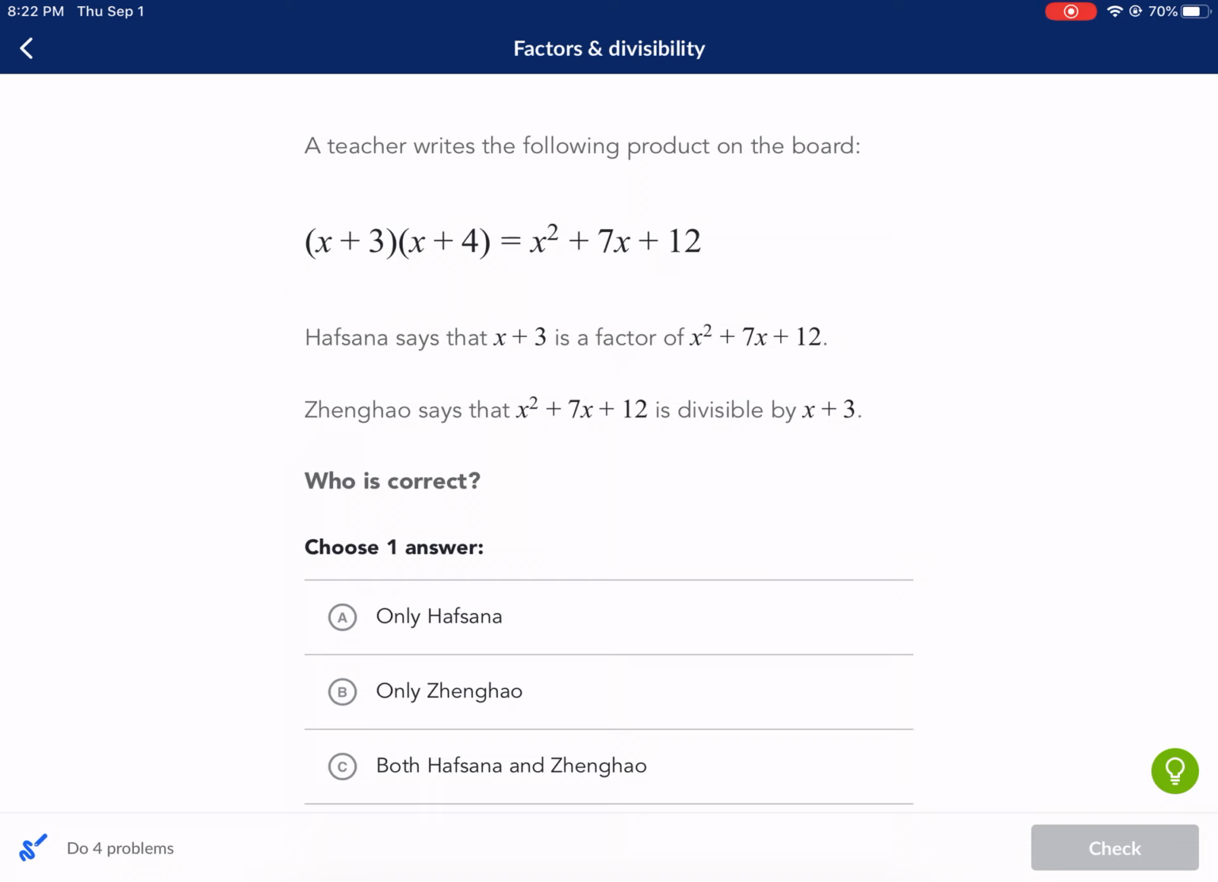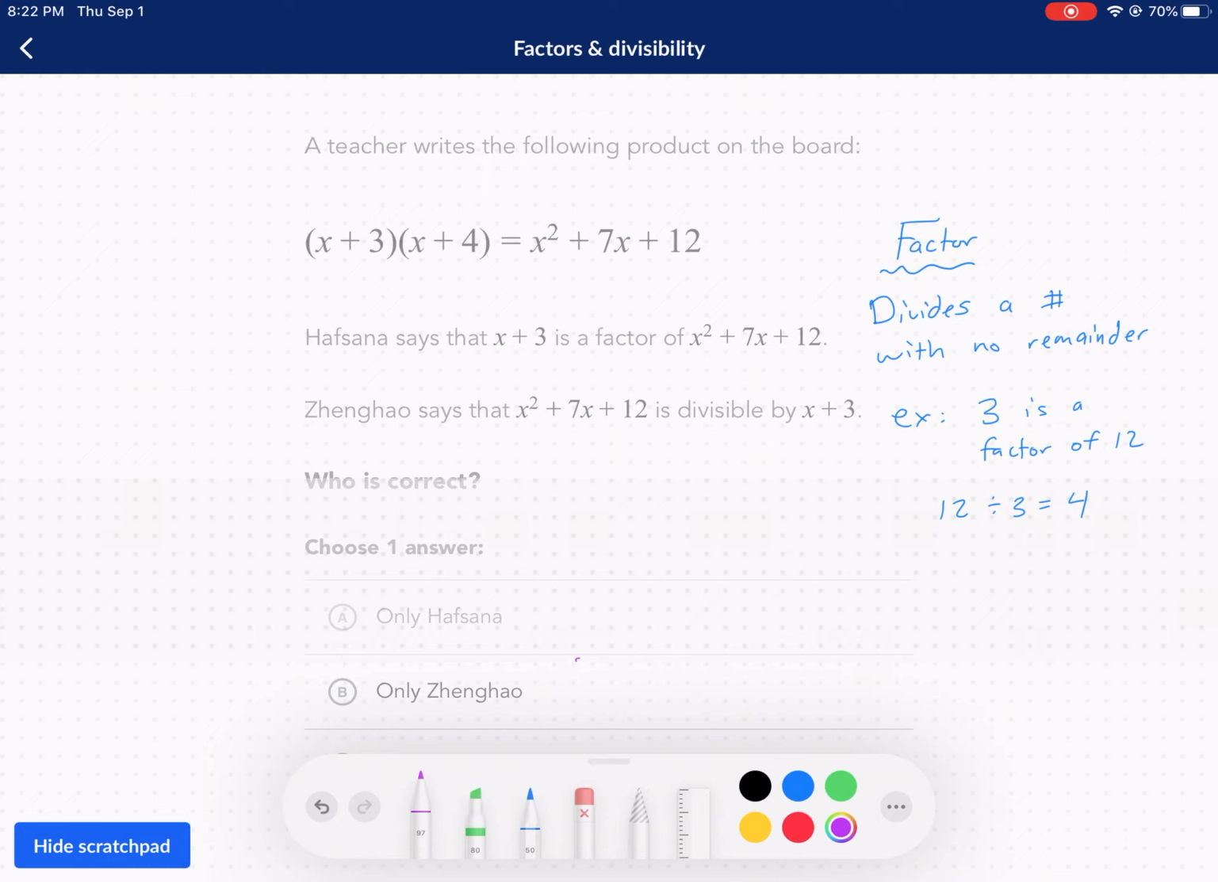So for this particular Factors and Divisibility exercise, it goes over what are factors. So let's just jump into the first example. A teacher writes the following product on the board. So here we have a product written there, and it doesn't look like there's a product, but x plus 3 is being multiplied by x plus 4.